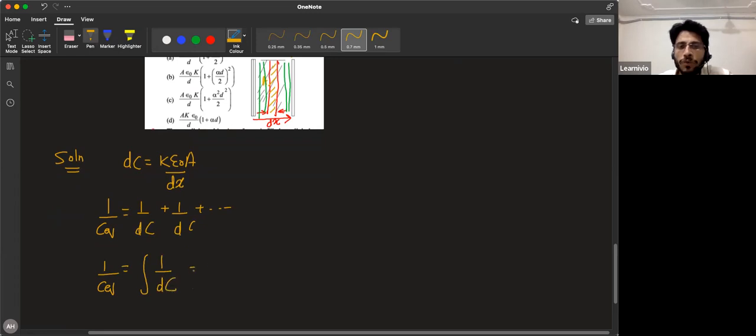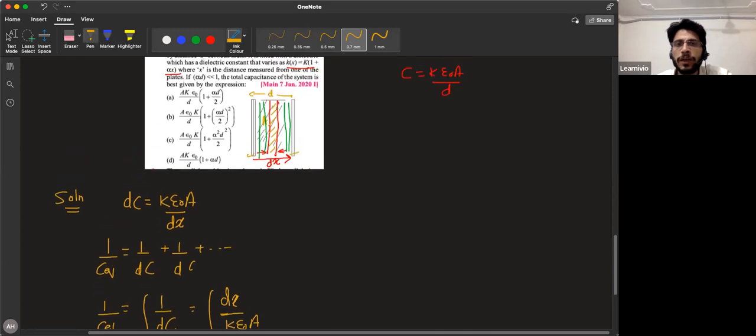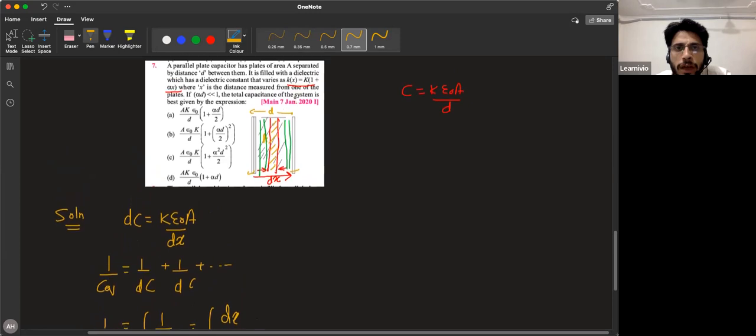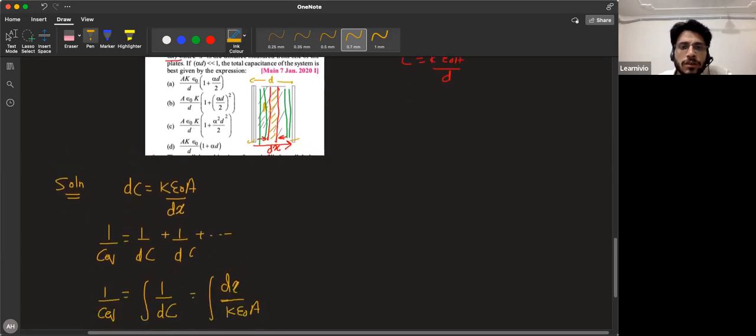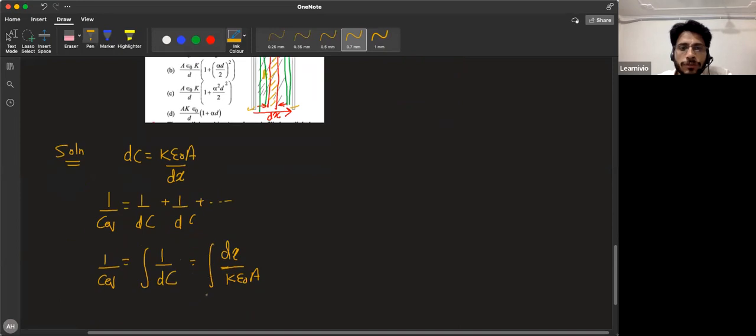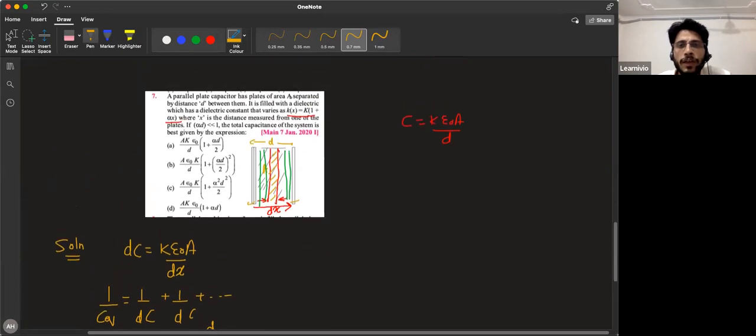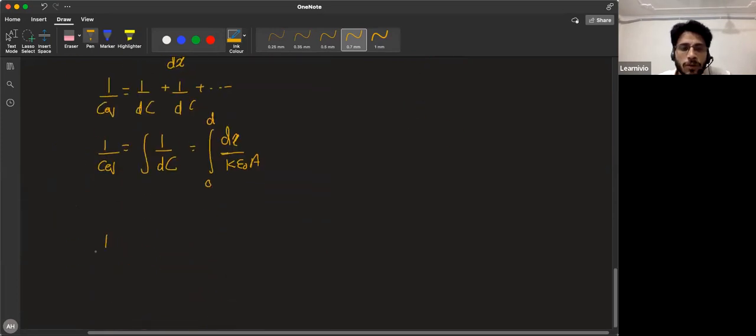What is dC? This is it. So we will integrate 1 by dC, which means we take the reciprocal, dx by K epsilon naught A. And what is the limit? The limit is from this plate to this plate. The separation between them is D, yes. So it's 0 to D. Now we have K, which is 1 plus alpha x. So 1 by C equivalent is the integral from 0 to D of 1 by K, which is 1 plus alpha x.